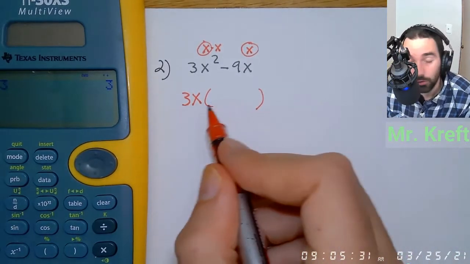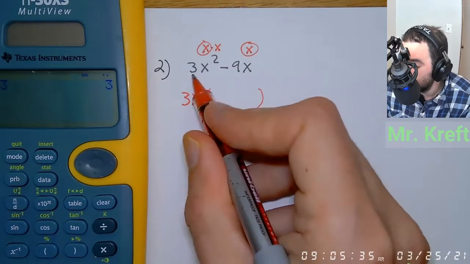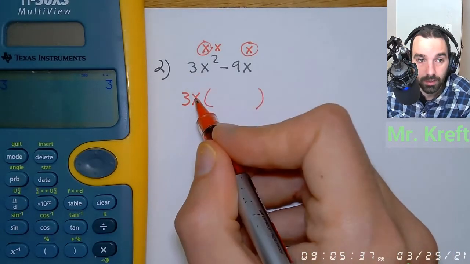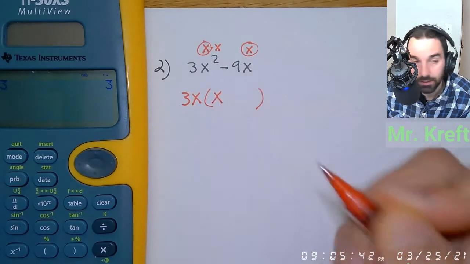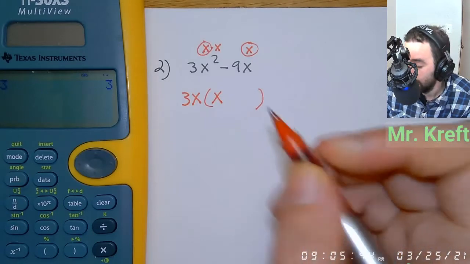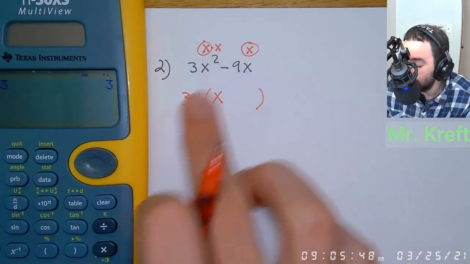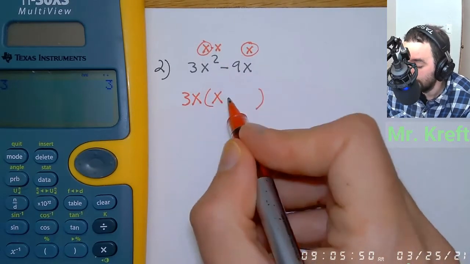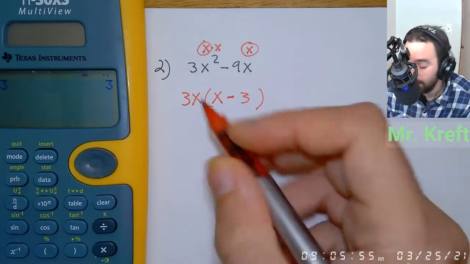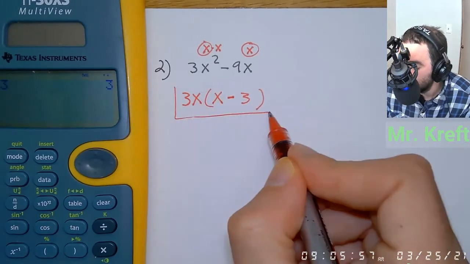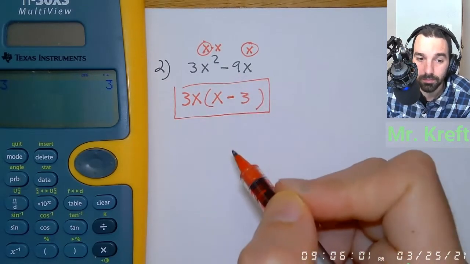Then we're going to figure out, if I pull out 3x, what's left in here? So 3 times 1 is 3. x times x is x squared, so I'm just going to have an x here. And then we've got to be careful of this negative, right? So we know that 3 goes into 9 3 times, but this is a negative, so it's going to be a negative 3. Okay, and you can always double check by multiplying. 3x times negative 3 would be negative 9x.